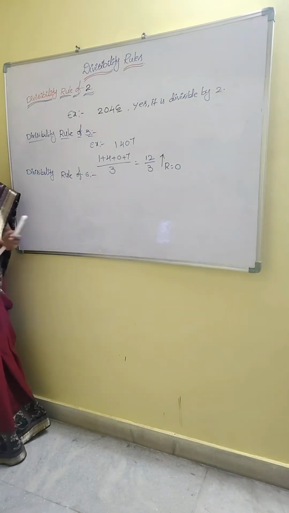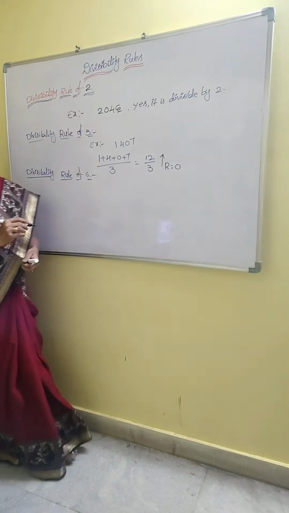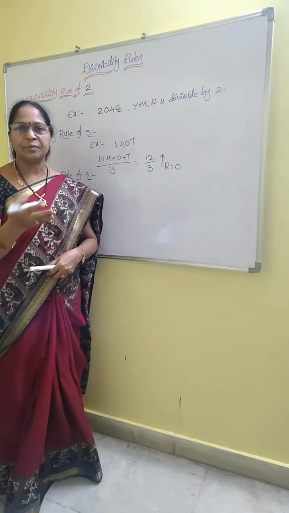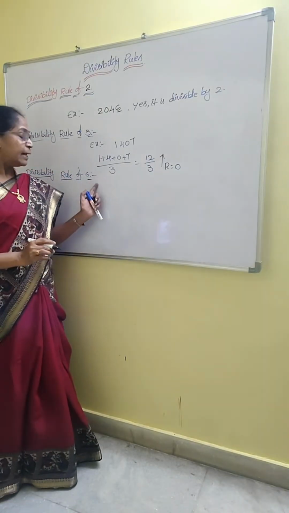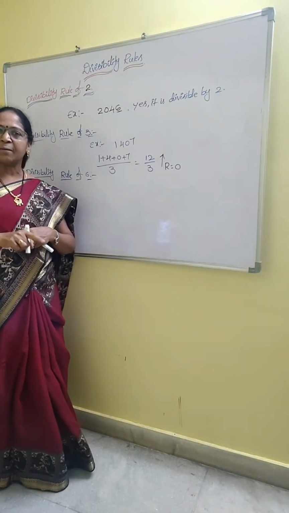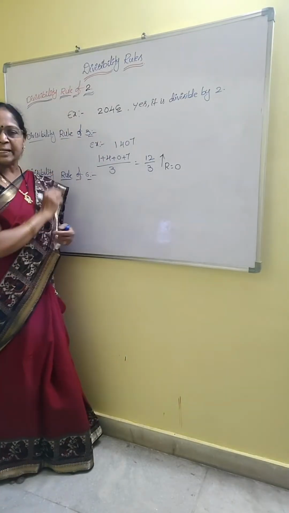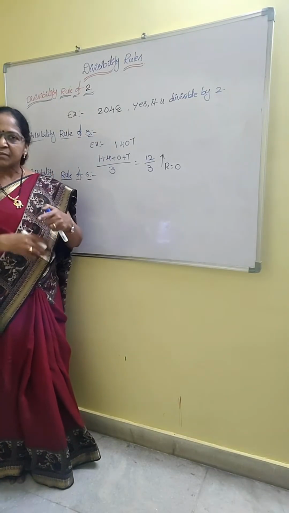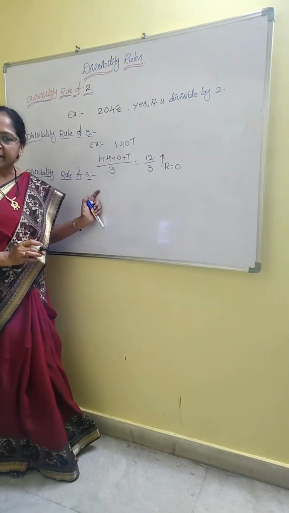What is the divisibility rule of 6? We know the divisibility rule of 2 and the divisibility rule of 3. So the divisibility rule of 6 means the number is divisible by 6 when the given number is divisible by both 2 and 3. That means you have to check it here.